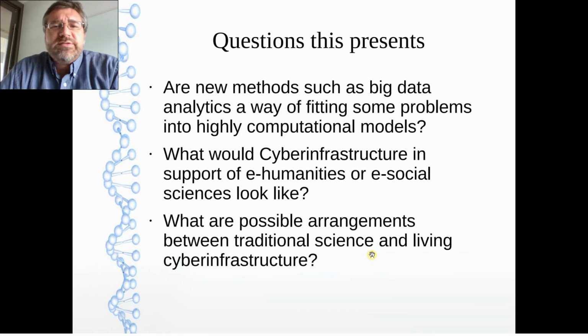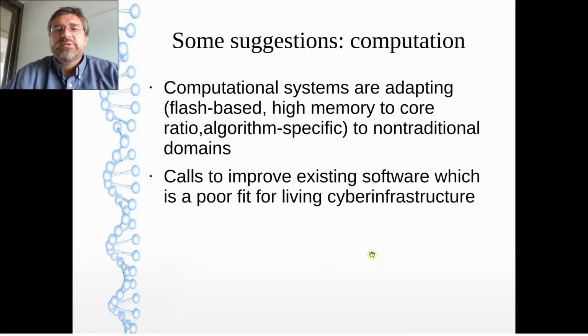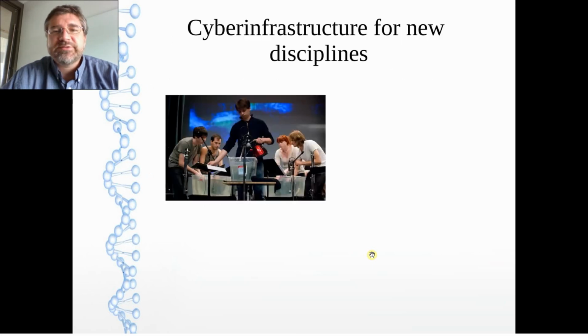So are new methods such as big data analytics a way of fitting some existing problems into these highly computational models for social science? What would cyber infrastructure that was designed specifically for new domains, not previously used, look like? And what are the arrangements that are possible between traditional science and the living cyber infrastructure? So computational systems are adapting to non-traditional domains, and that includes providing more memory, providing specific algorithms. Furthermore, there are calls within that community to provide more software that fits better to these large-scale systems.